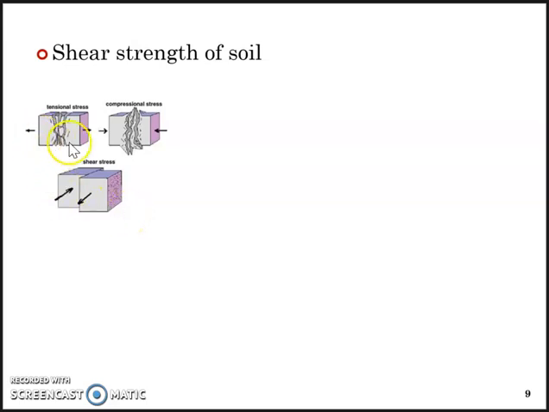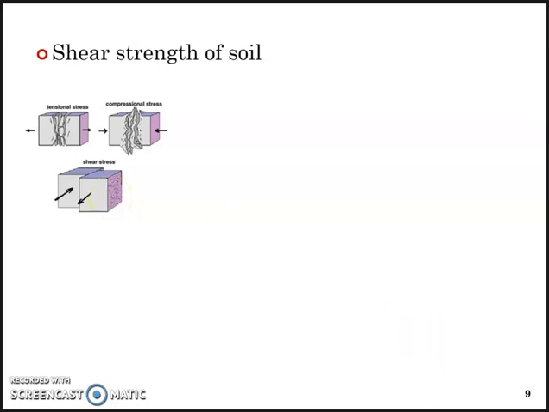Now, in tensile stress, the best example would probably be steel rods or iron bars. Iron and steel are designed to take tension, whereas concrete as a material is designed to take compression. Likewise, shear strength is a strength that defines soil as a construction material.